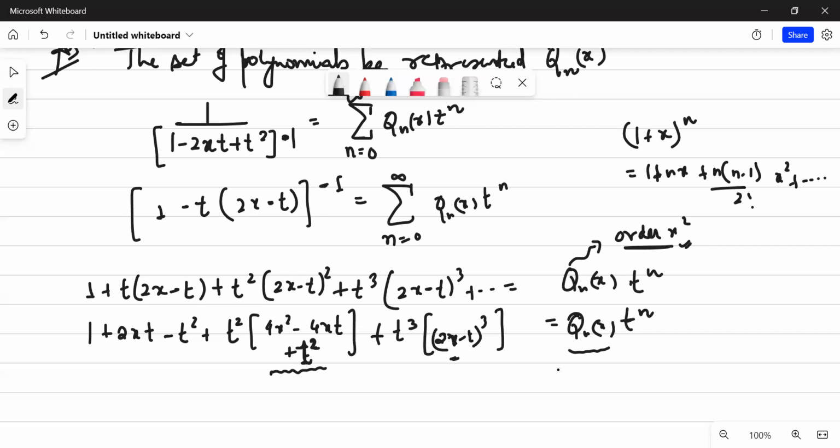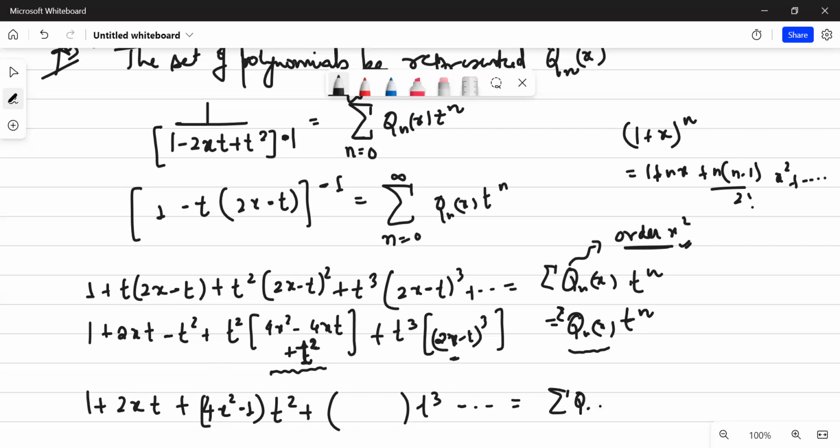Okay, so summation, we'll do one thing. Let's collect the linear terms first: 2xt, then 4x square minus 1, and then you have t square. Then collect the t cube terms. Some will come from here and some from here, I am not bothered about it, and this will be Q_n(x), and then you have t cube power.